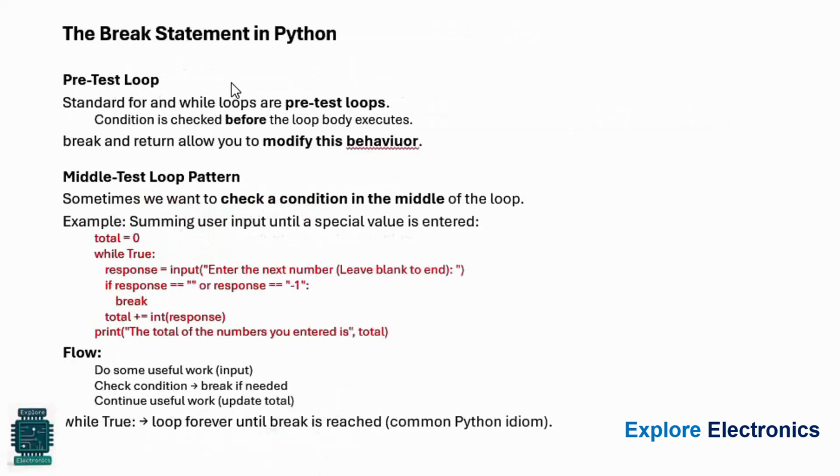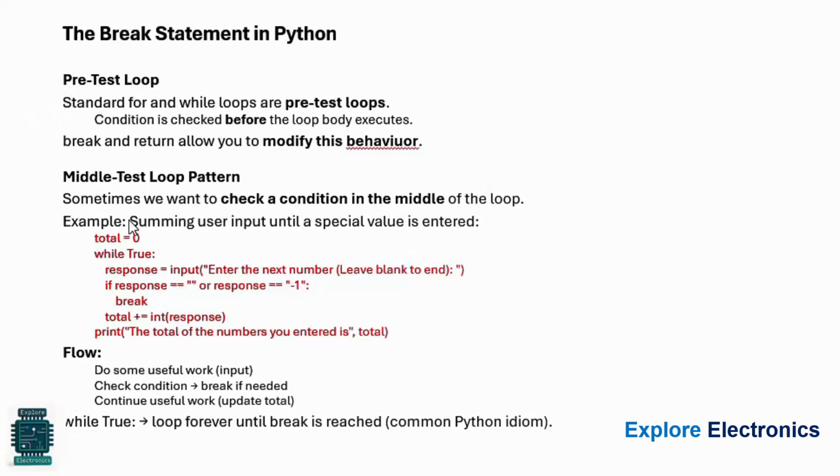Here in the break statement, we have 3 loop patterns: pre-test loop, middle test loop and post-test loop. Let us see. Pre-test loop means standard for and while loops are pre-test loops. The condition is checked before the loop body executes. Before the loop body executes, it will check the condition; that is a pre-test loop.